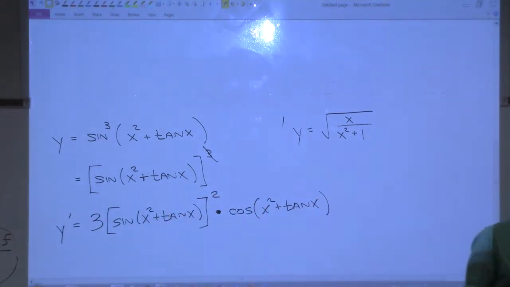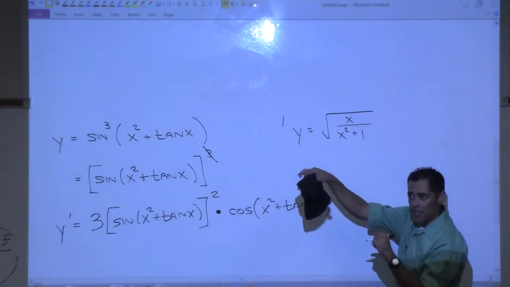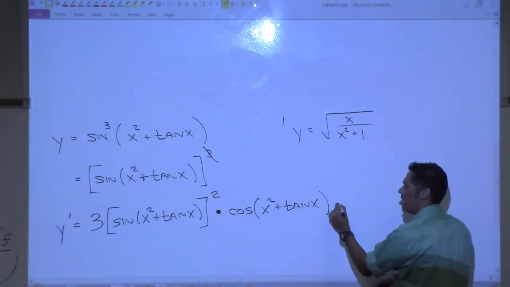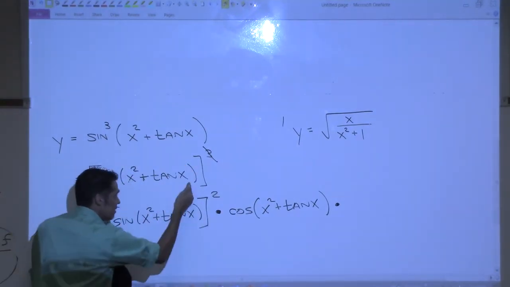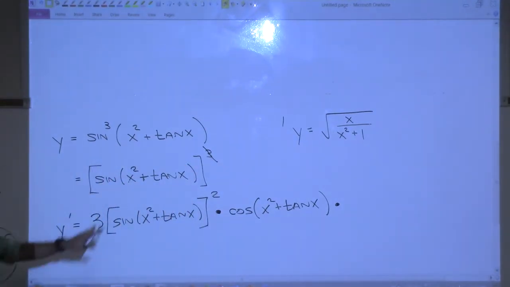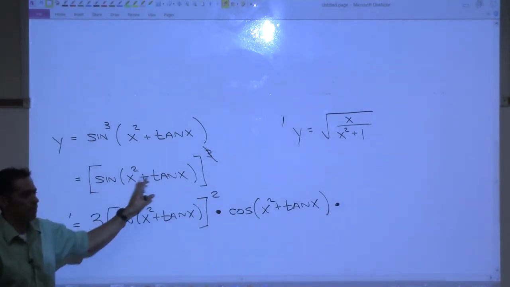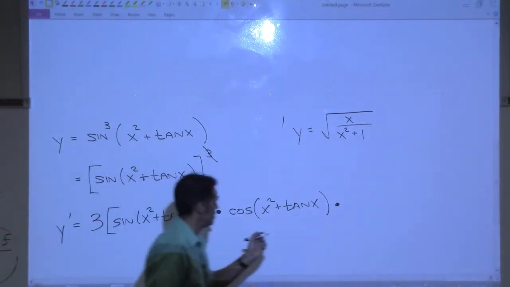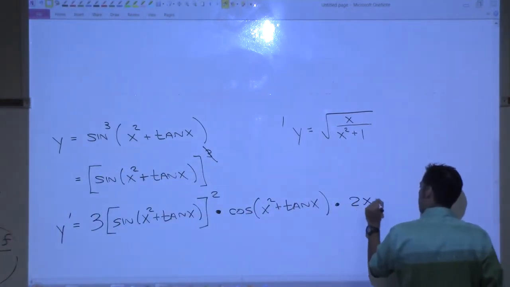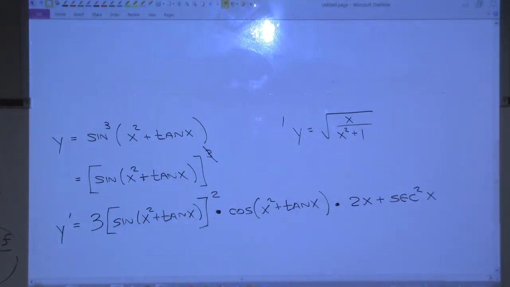Am I done? No, because I still had something inside that sine, right? The rag was covering something up. So I say times again, and now I go inside, right? This was my rag. I uncover it. I take the derivative of this. And that doesn't require any product rule, any quotient rule. It's just we can take the derivative of that. So the derivative of this is 2x plus secant squared x. Now I'm done.